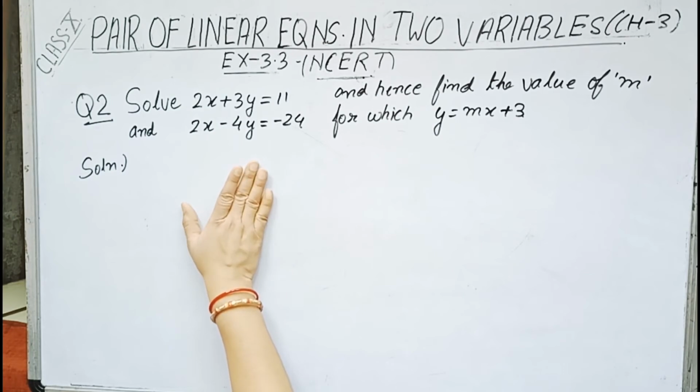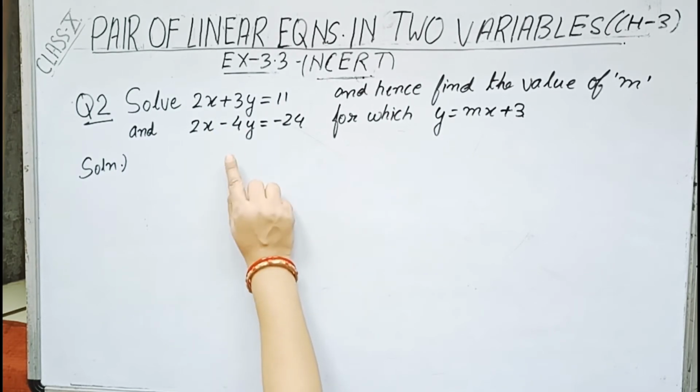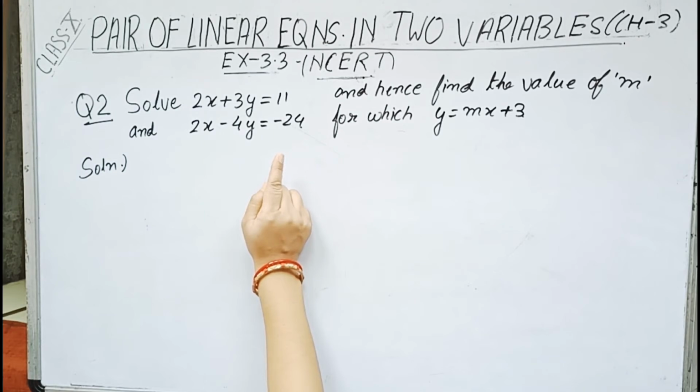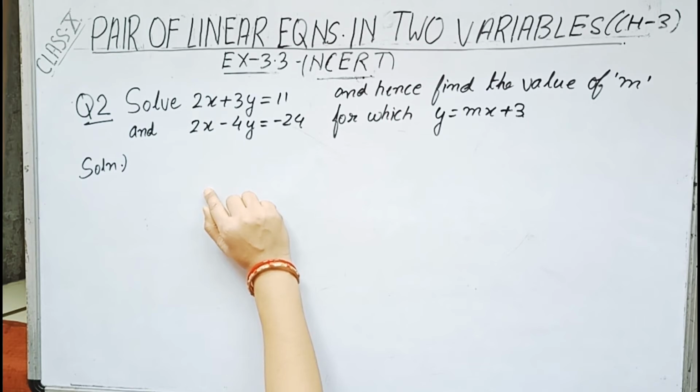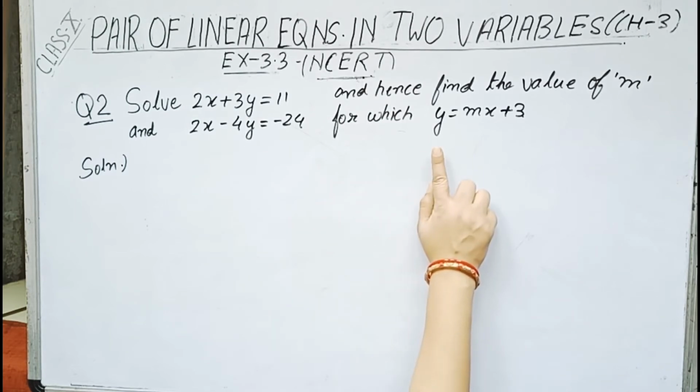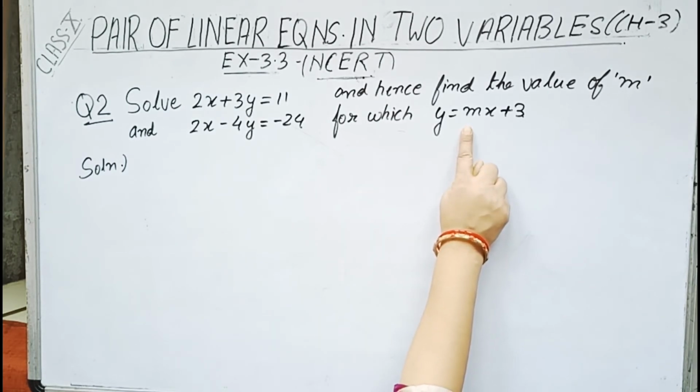Now children, if this question comes in the examination, this pair of linear equations can be solved by any of the methods, either the elimination method, cross multiplication method or substitution method. But till exercise 3.3, only the substitution method is explained. So we will solve this pair by the substitution method. But again I repeat, in the examination you can use any of the methods, and after getting the value of x and y, you substitute in y equals mx plus 3 and get the value of m. So let us start.